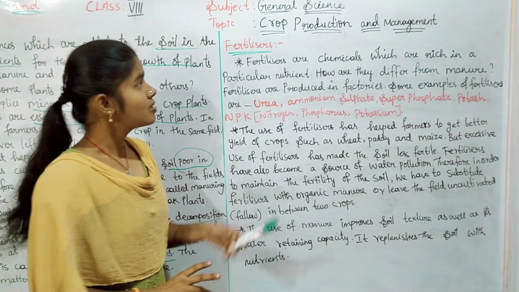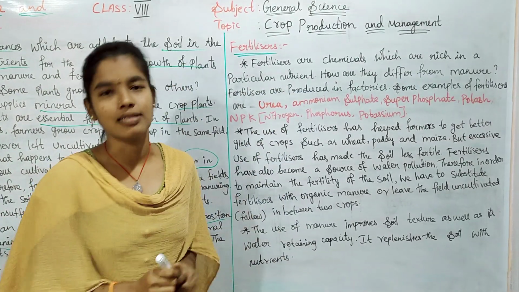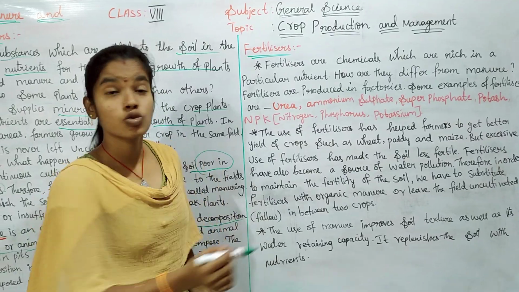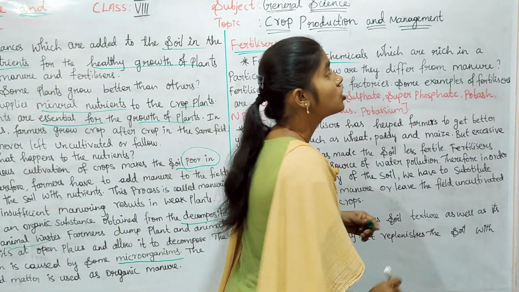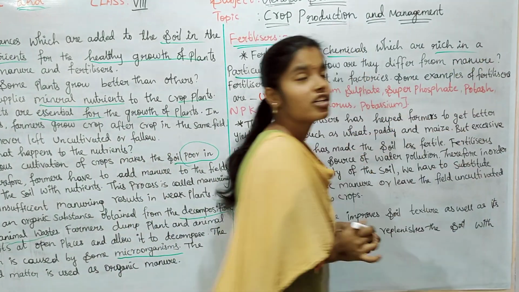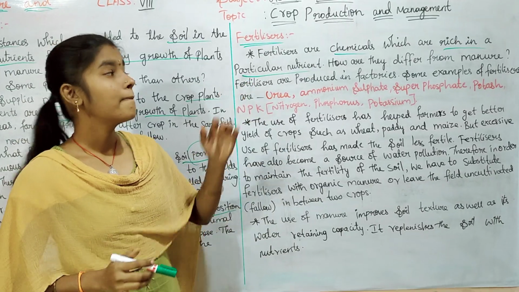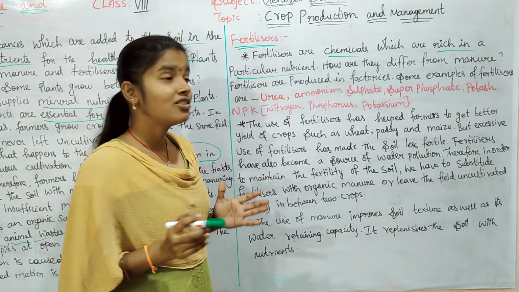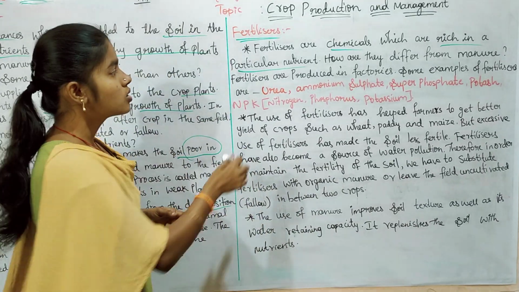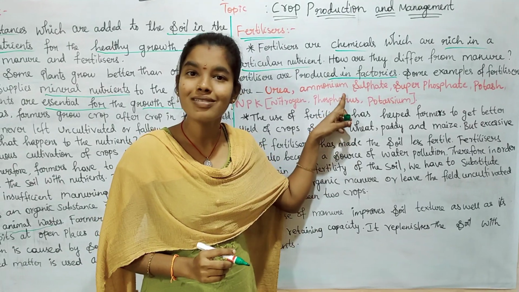Next one is fertilizers. Manures are organic substances, but fertilizers are chemical substances which are rich in particular nutrients. So how do fertilizers differ from manure? Fertilizers are produced in factories.